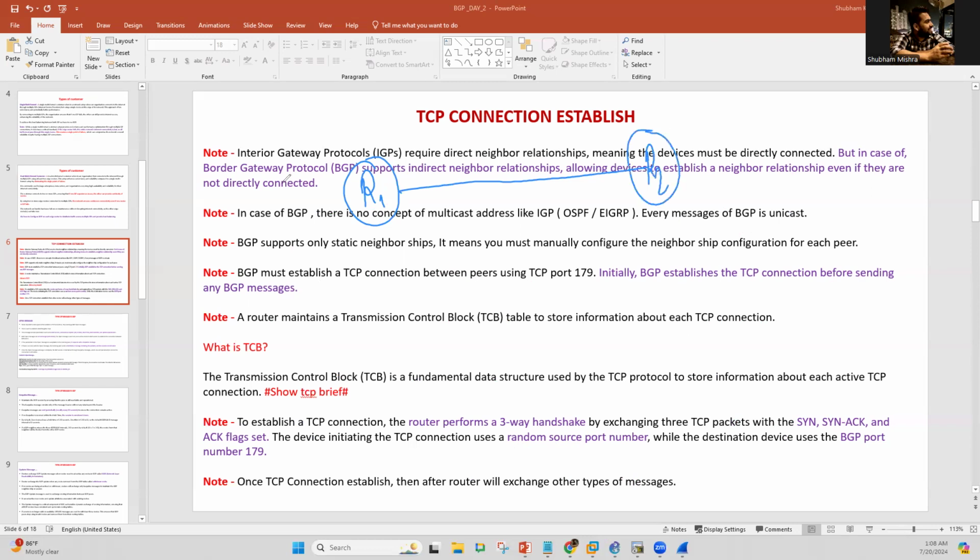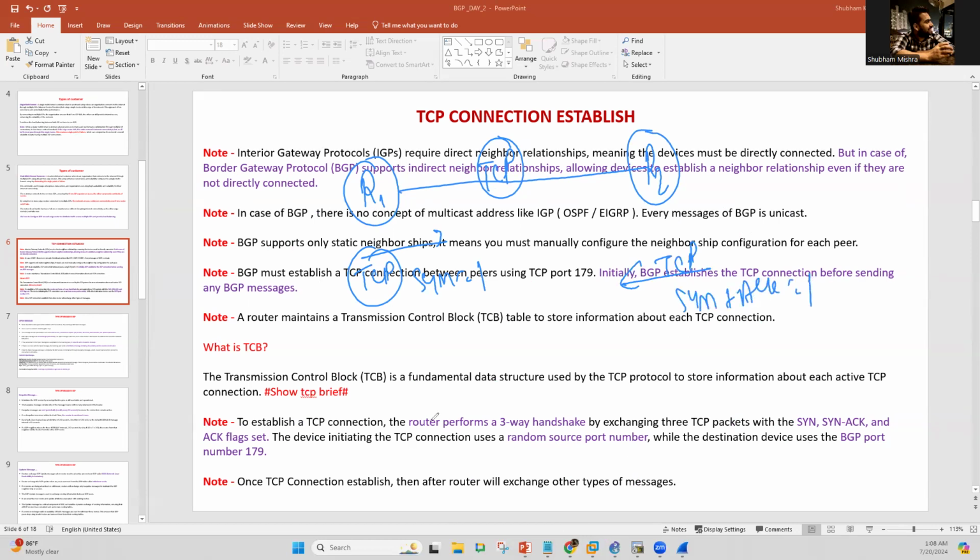First of all, both R1 and R2 want to establish a TCP connection. Yes or no? Yes. Before sending any messages, R1 and R2 want to establish a TCP connection. R1 is sending the TCP packet. In this TCP packet, I told you, the SYN bit is on. R2 is sending the TCP packet, and here SYN plus ACK are both on.